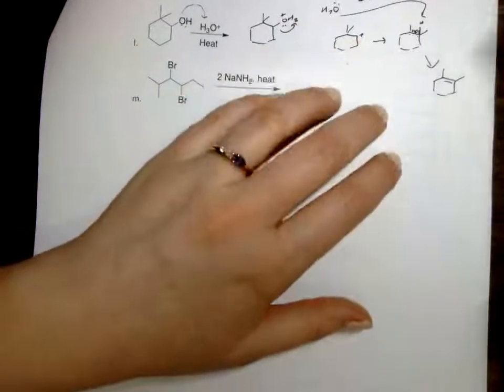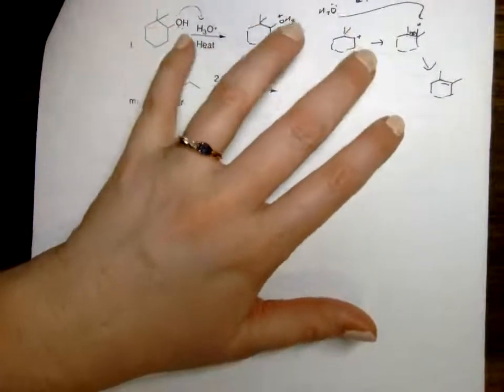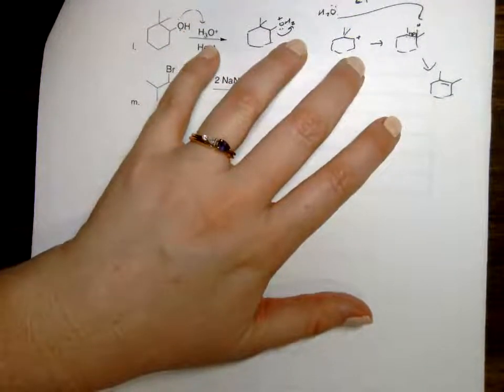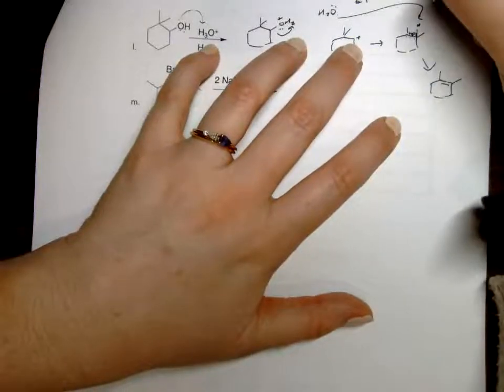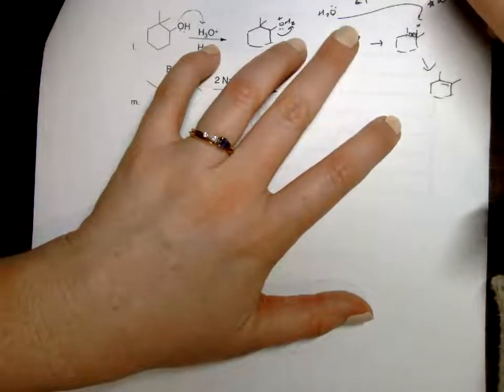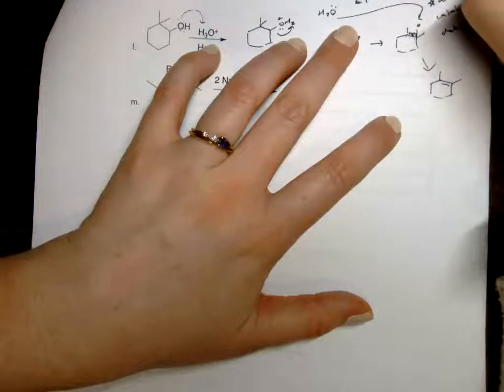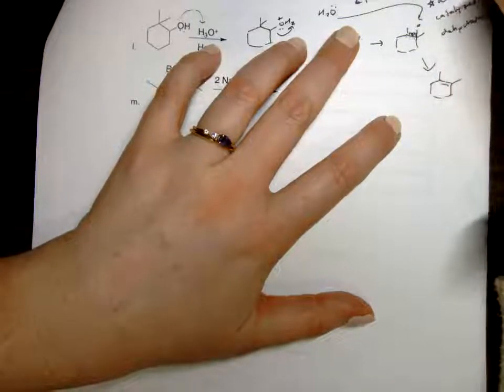So one thing about this is that this is an elimination reaction. First step is acid-base to protonate and make it a good leaving group, and then you have an elimination reaction. But it has a special name called acid-catalyzed dehydration. So you can just be aware of that.